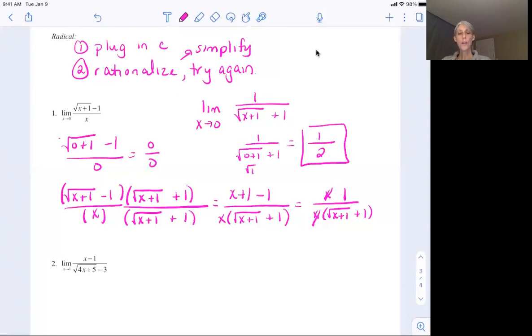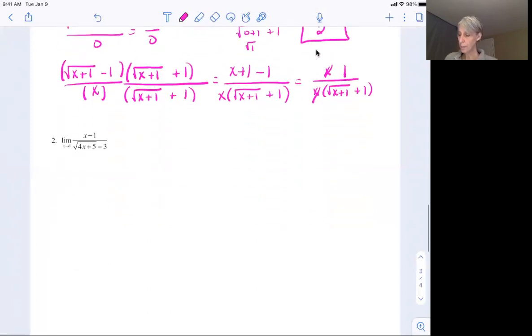Okay, so the most important thing to remember when you're dealing with limits, you get a second chance. So if you don't get an answer the first time around, do whatever you have to do to rewrite the function and try again.